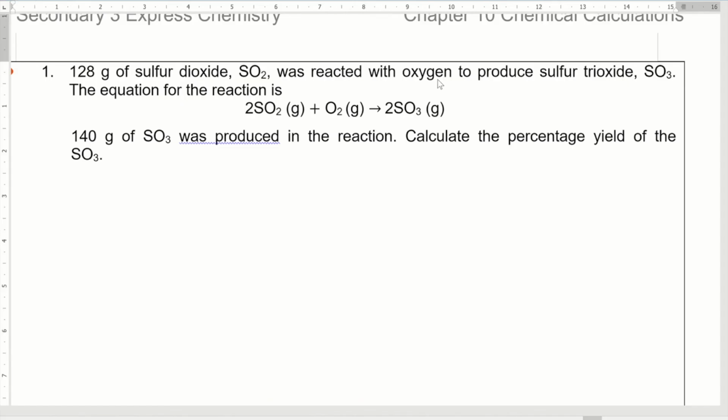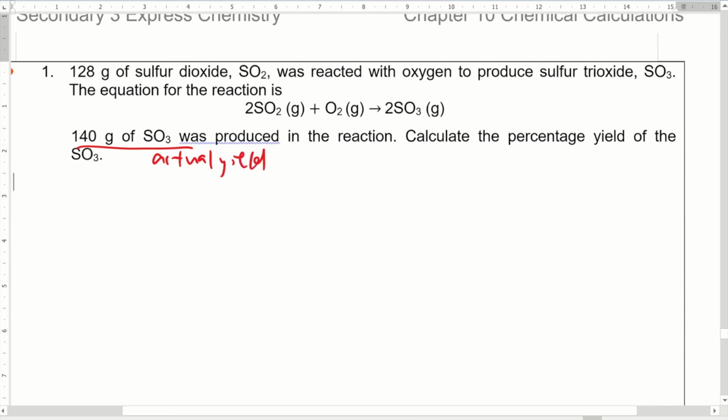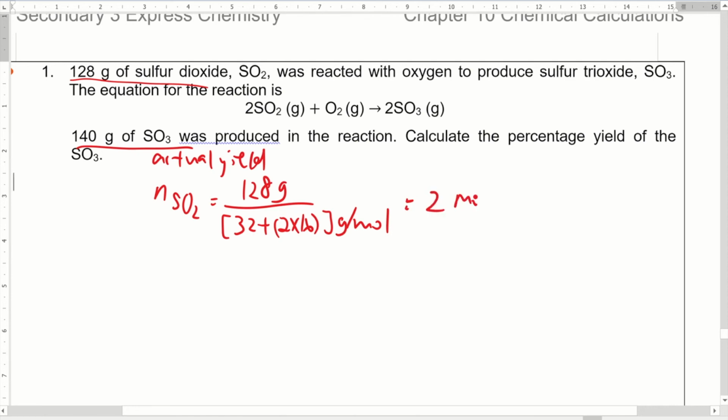4 to 5 minutes. Okay, so in this case, you are given sulfur dioxide and it reacts with oxygen. So this is the balanced equation. They tell you 140 gram is produced, so this is the actual yield. You are supposed to calculate the theoretical yield. This is the mass given to you, so of course you need to calculate the number of moles. 128 gram of SO2, mass over molar mass, 128 gram divided by your molar mass, and you will get 2 moles.